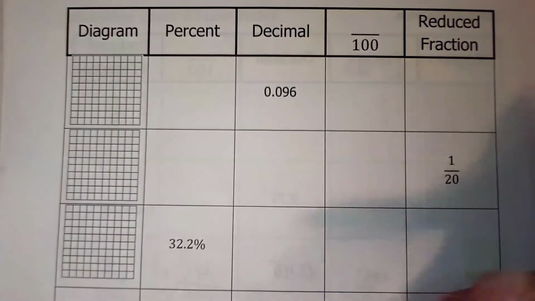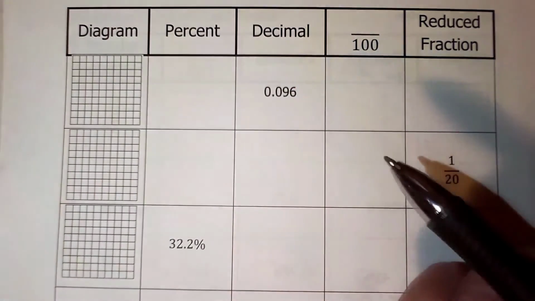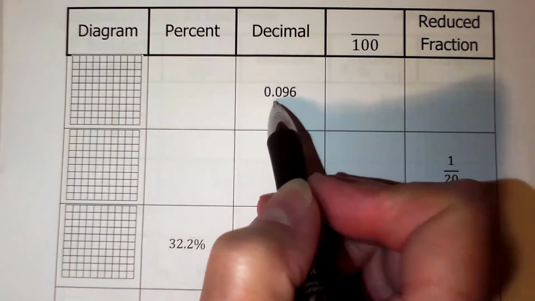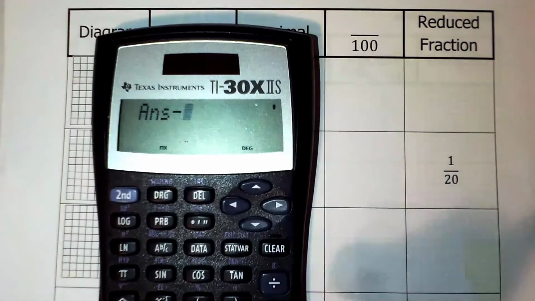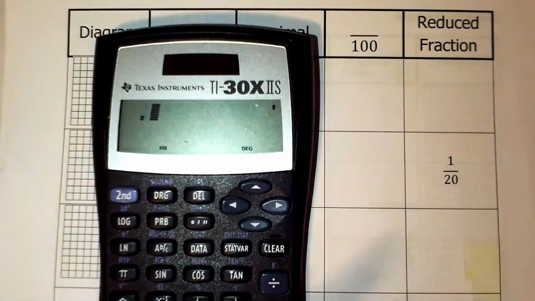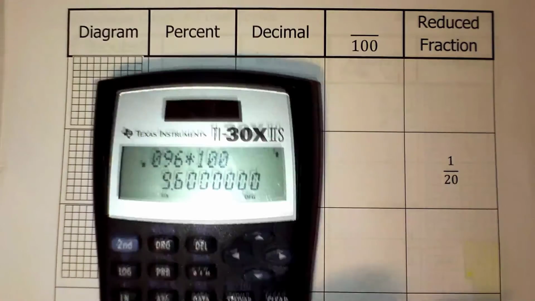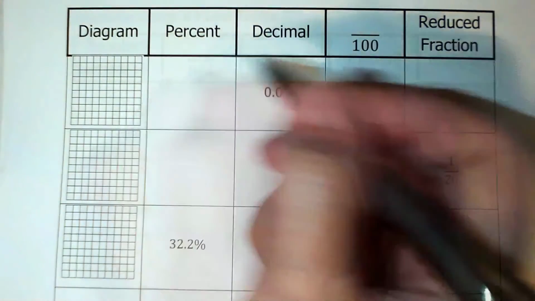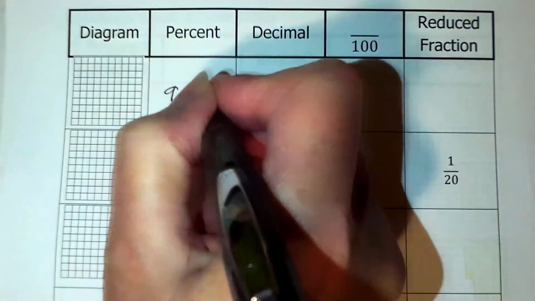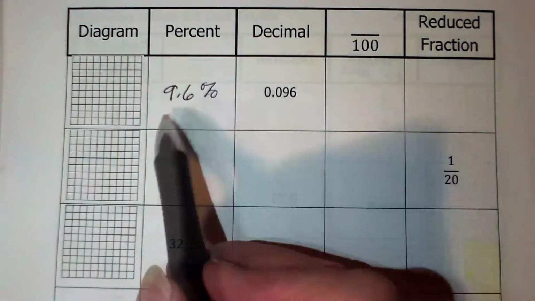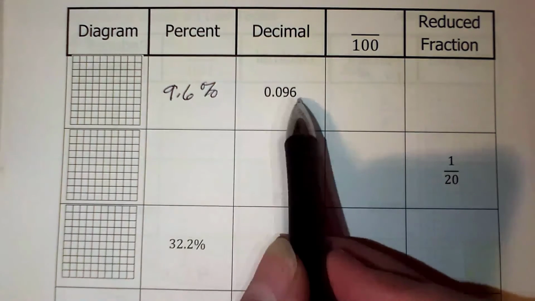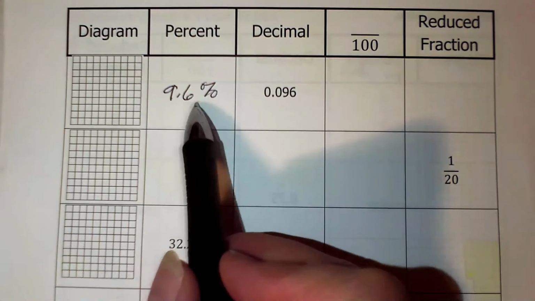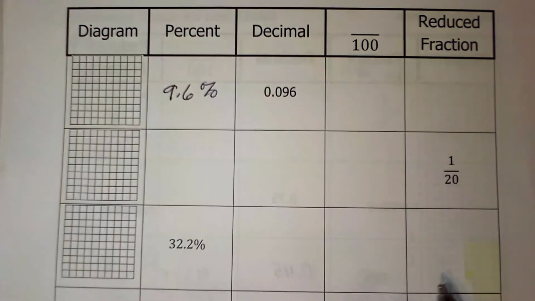So if I'm going to go this way and turn it into a percent, I want 0.096 times 100% to get a percent. So if I multiply 0.096 times 100, I get 9.6. So this is 9.6%. I multiplied this by 100%, it became 9.6%. So don't think that it's always going to be a whole number percent. There can be a decimal in a percent.